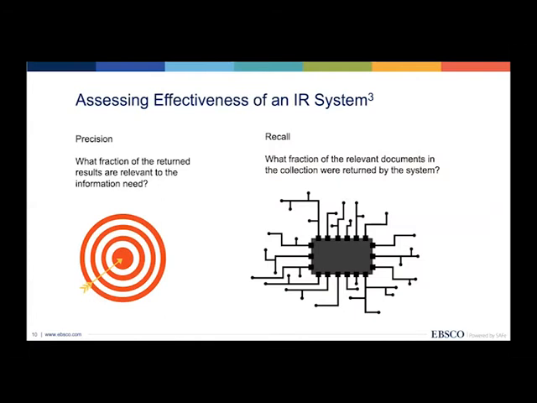And so you also have to assess the effectiveness of these information retrieval systems. There are really two aspects or measures you use to assess effectiveness. The first is precision: what fraction of the returned results are relevant to the information need, as mentioned in the previous slide? Recall, on the other hand, is the fraction of the relevant documents in the collection that were returned by the system. And so recall differs because the user may have different needs, and so their perception of relevance may differ.